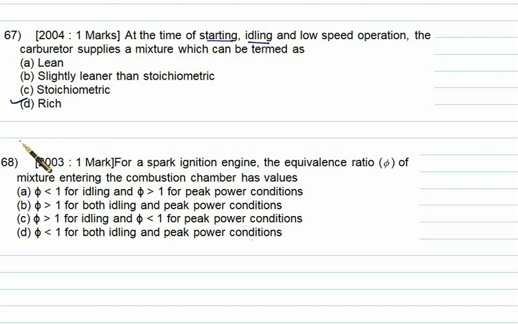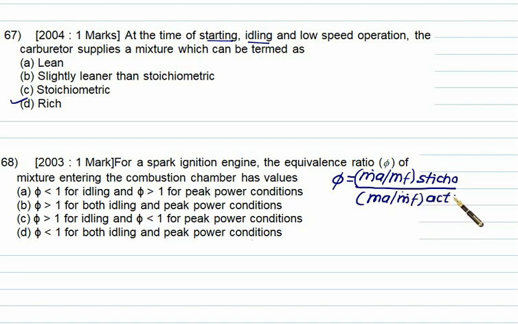Correct. For a spark ignition engine, the equivalence ratio phi, which we have defined as phi equal to (mass of air upon mass of fuel) stoichiometric, by (mass of air upon mass of fuel) actual. This is the equivalence ratio.